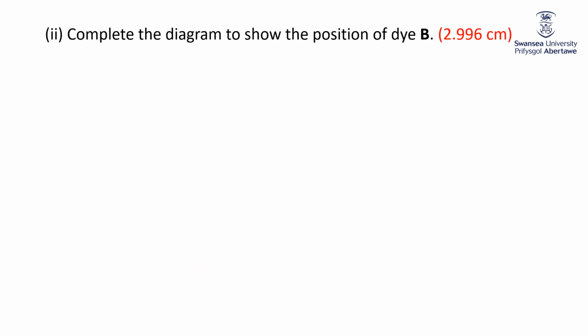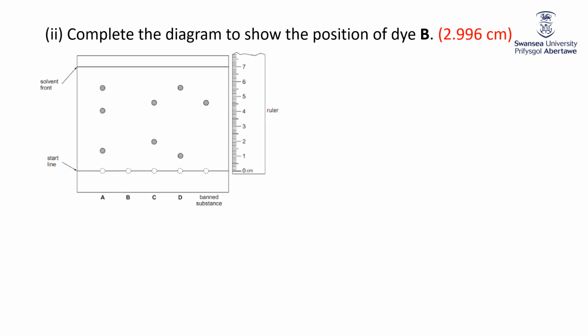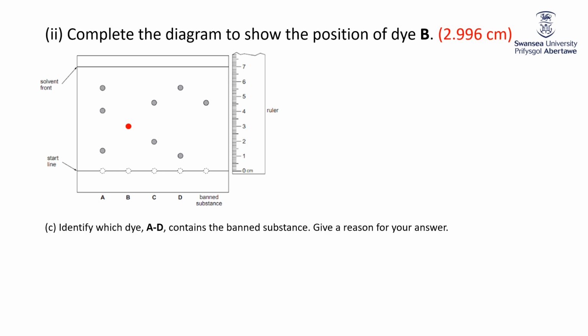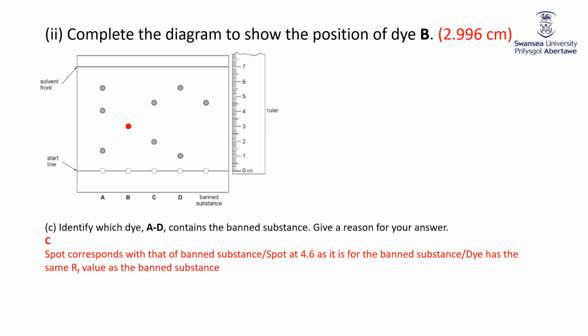The next part asks us to complete the diagram to show the position of dye B, which I've provided a distance for here. It would go by here, and you read across, and that goes to 3. This is because 2.996 is effectively 3 in this case. So then C, identify which dye, A through D, contains the banned substance. Give a reason for your answer. The answer is C, because the spot at 4.6 is as it is in the banned substance, or the dye has the same Rf value as the banned substance.